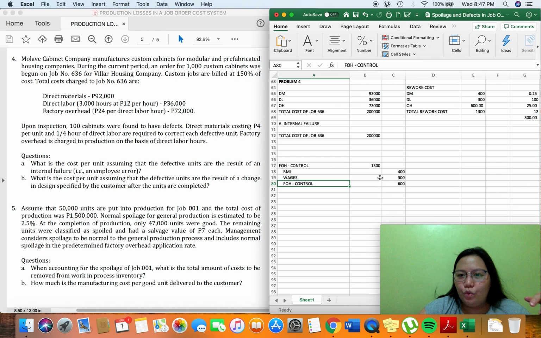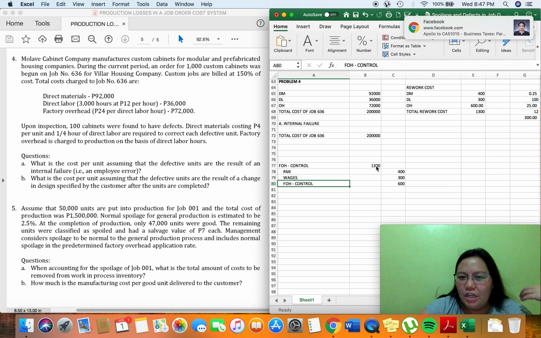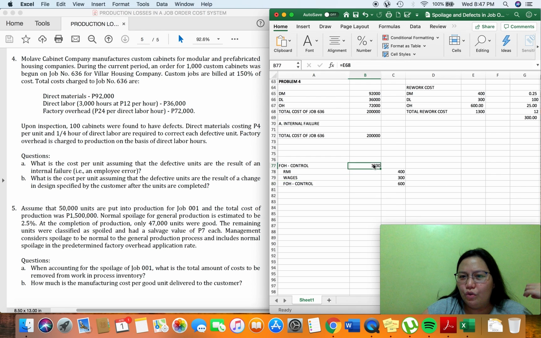Some people offset na nila yan, di ba? So if this is 1,300 and then 600, the difference, which is 700, yun na lang yung dinedebit nila to the factory overhead control account. But baka malito lang kayo, so might as well, di ba? Pagsabayin nyo na lang yung debit and credit.